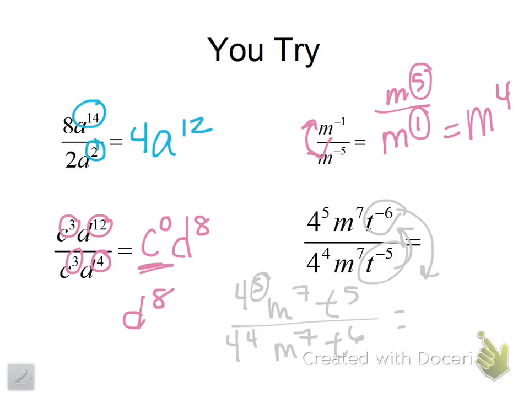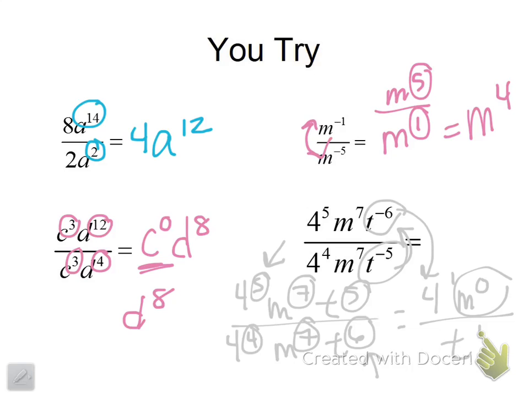Okay, so 5 minus 4 is 1, so since the 5 is bigger on top, it's going to stay on top. 7 minus 7 is 0. And 5 minus 6 is negative 1. But since the 6 is bigger, we're going to just put t to the 1 on bottom. Okay, m to the 0 is still 1, so our answer is going to be 4 over t.